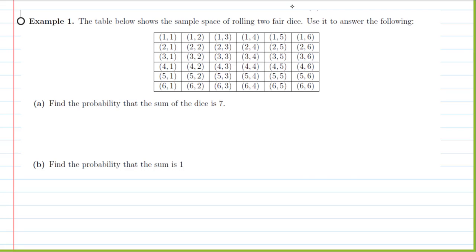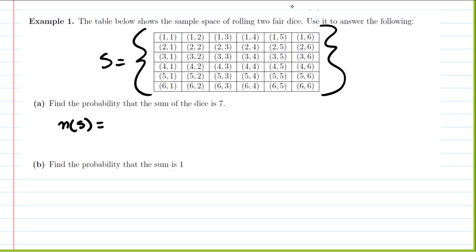So we want to use the table below. The table below shows the sample space of rolling 2 fair dice. Use it to answer the following. So what is the probability that the sum of the dice is 7? Well, let's start with our sample space. So S is going to be this. So what is the number of things that are in S? Well, we've counted these before. It's a 6 by 6 array. So there's going to be 36 events.